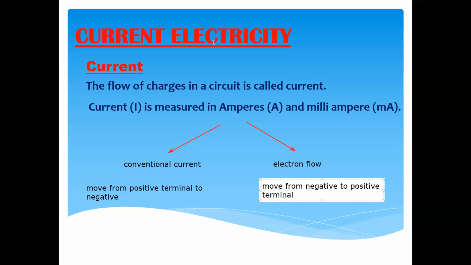So example, if you have a battery, the big line is representing the positive terminal of the battery and the small line is representing the negative terminal of the battery. And you connect a lamp to this.